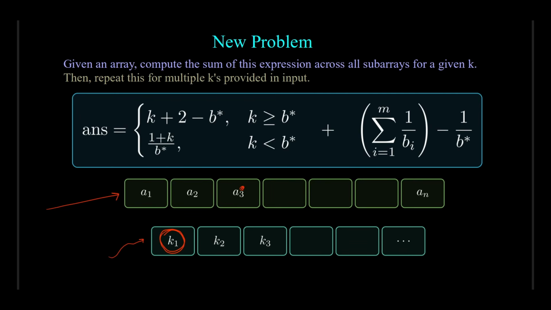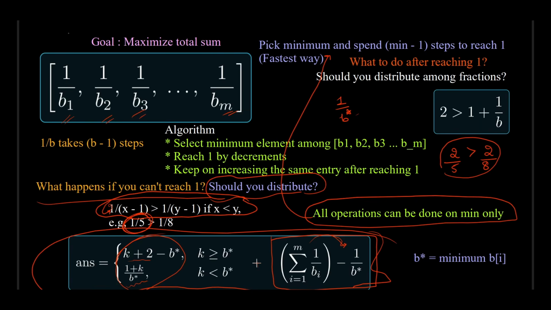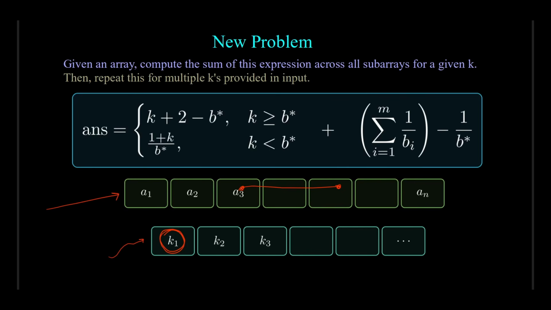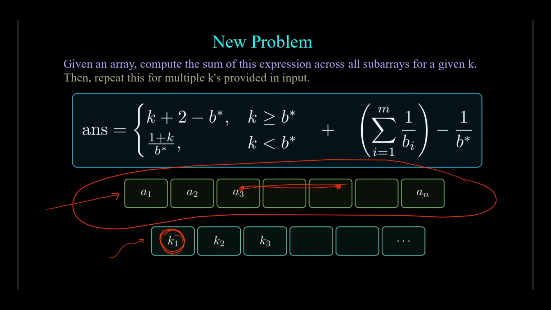So this is an example of a subarray. For this subarray you create the array 1 upon b1, 1 upon b2, 1 upon b3, etc. And for this subarray you give me the answer for this k1, and then you repeat this operation for all the possible subarrays for this array, and then you print the sum for this ki. Then you go on to the next ki, fix this k, then iterate over all the subarrays and then sum it up and give the result.